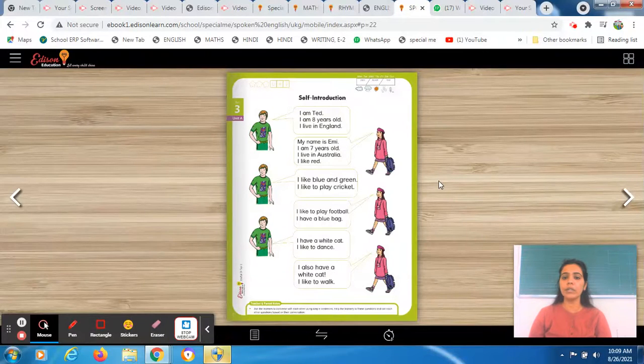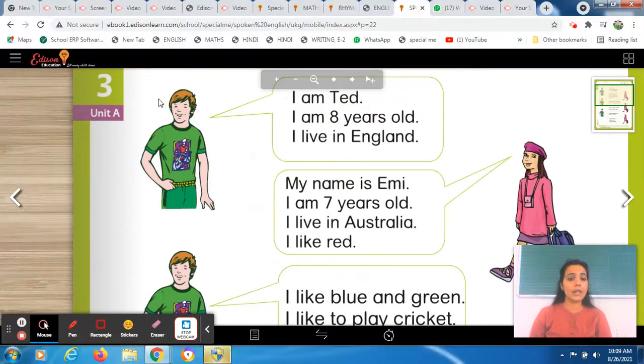Okay, so there are two persons in this worksheet. They are all conversing, right? So let's read the conversation and then we will see what we have to do. Okay, so that's a boy. The boy describes himself. Let's read what he is saying. I am Ted. So what did he say? He said that I am Ted. I am 8 years old. I live in England. So he is basically giving his self introduction to whom? To her, the girl. So he is talking with this girl. He said that I am Ted, I am 8 years old and I live in England.